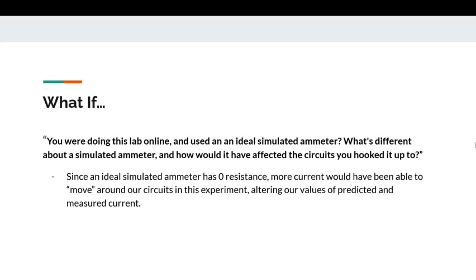Now, what if I was doing this lab online, where I was able to use an ideal simulated ammeter? What would be different about a simulated ammeter, and how would it affect my results? Well, since an ideal simulated ammeter would have 0 resistance, more current would have been allowed to move around our circuit in this experiment, which would greatly alter our values of predicted and measured current.